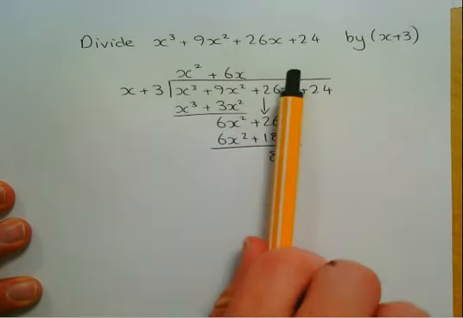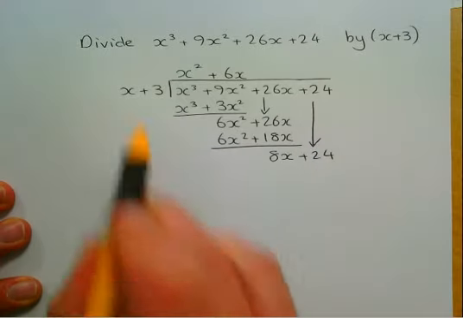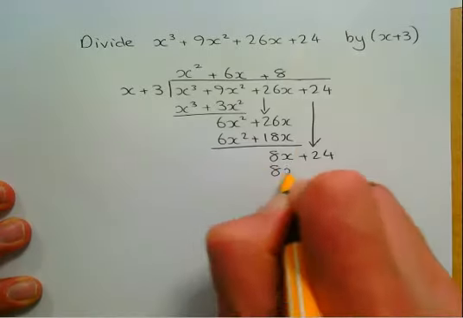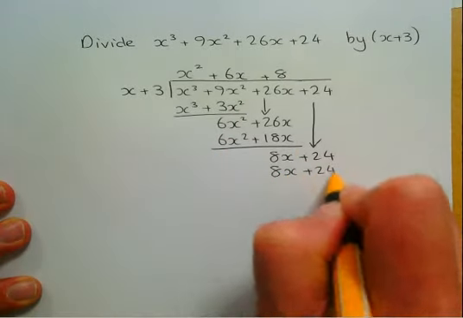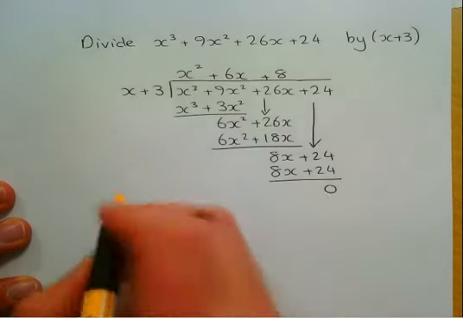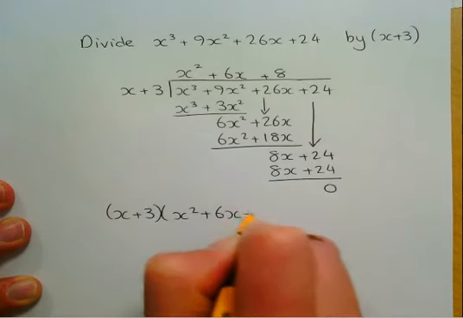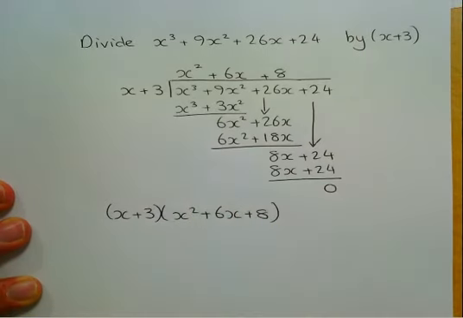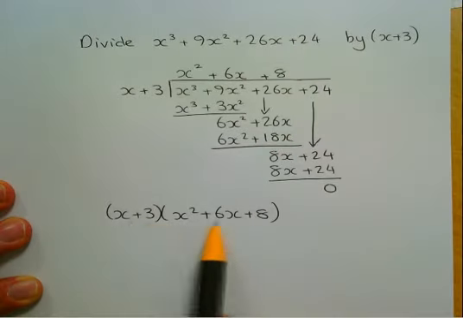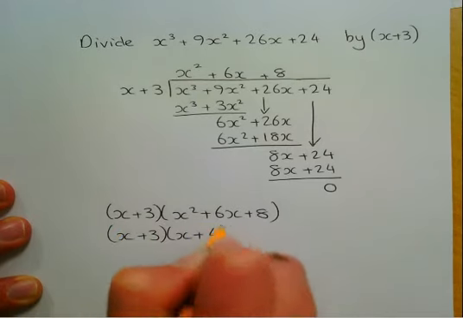We haven't finished, we've still got this term here, so let's bring that down and repeat. What do we times x plus 3 by to get up to here? It's definitely an 8, we don't have to raise the power of x, and 8 3s are 24. We've got a 0 remainder, which proves that this is a factor. So we're going to finish off by writing x plus 3, x squared plus 6x plus 8. What we sometimes ask you to do is fully factorize this. And you'll see that by dividing by x plus 3, we've actually got a quadratic that will factorize pretty easily. So x plus 4 and x plus 2.